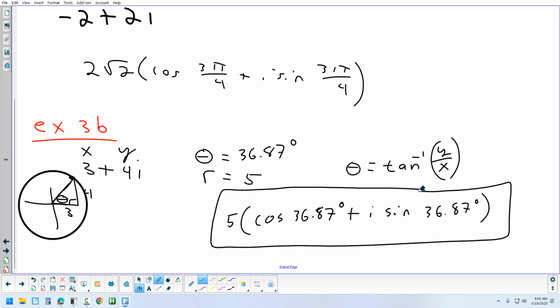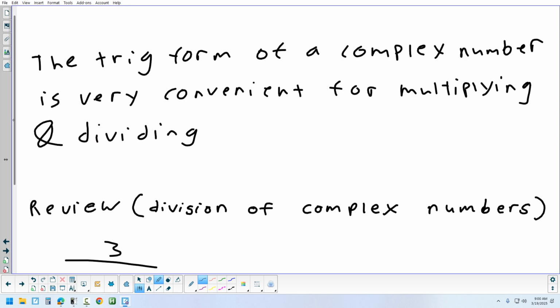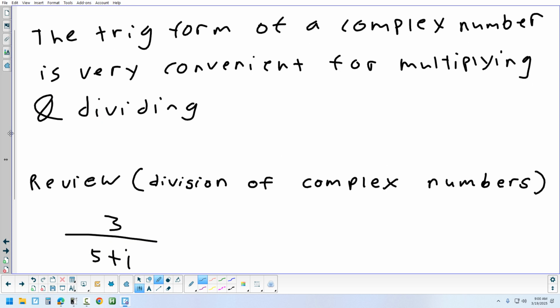Okay, so what's the point of writing it that way? Well, it's going to make certain things that we want to do, specifically multiplication, division, raising to a power, and taking a root, very well. It'll make the first 3 very fast. So we're going to look at the first 2, multiplying and dividing complex numbers.